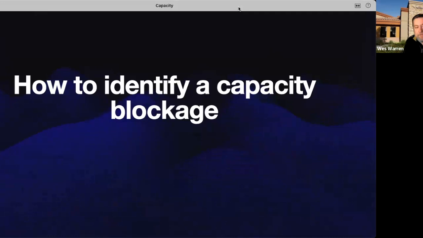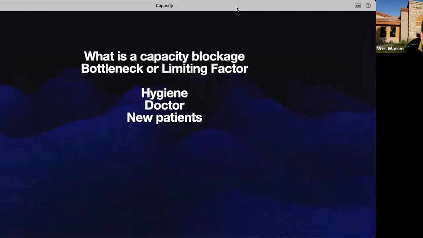What we're going to talk about is identifying capacity blockages. So first, what is a capacity blockage? Basically, it's a bottleneck in the practice, a limiting factor. You can think of it like the weakest link in the chain, and the practice will grow to that point and then basically stop until you find it.